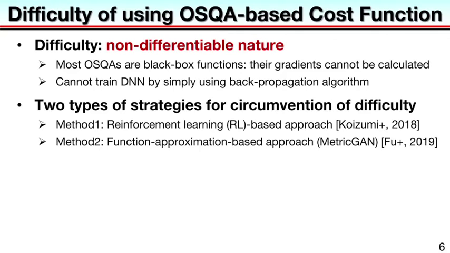Therefore, we cannot train DNN by simply using the backpropagation algorithm. In the previous studies, two types of strategies have been proposed to circumvent this difficulty. The first strategy is the reinforcement learning, RL-based approach. The second strategy is metric GAN. Metric GAN is a function approximation-based approach. The next slides show the details of these methods.